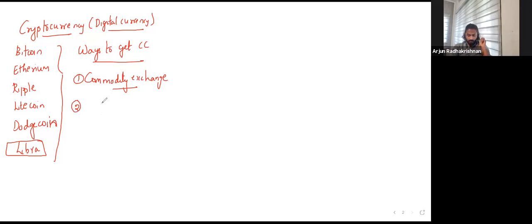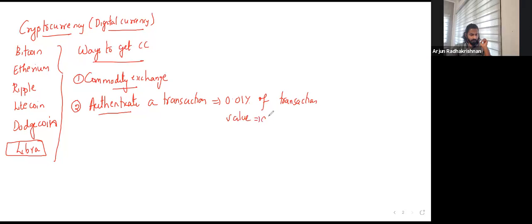Then second is authenticating a transaction. If you authenticate, I told you, you will get 0.01% of the transaction value as authenticating fees.